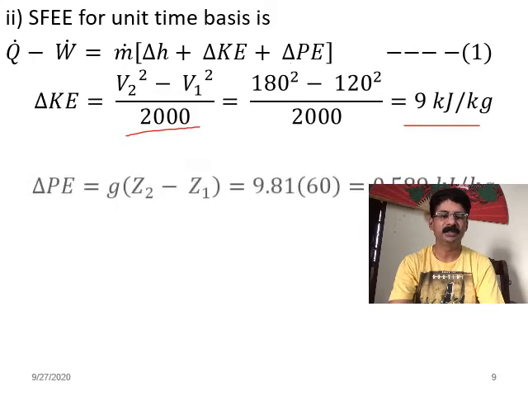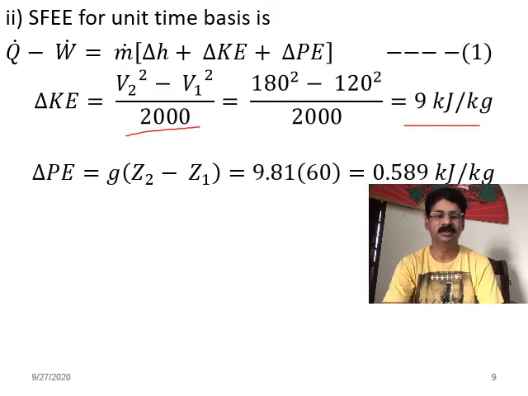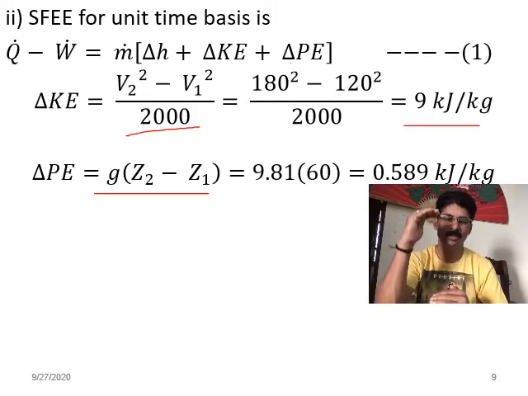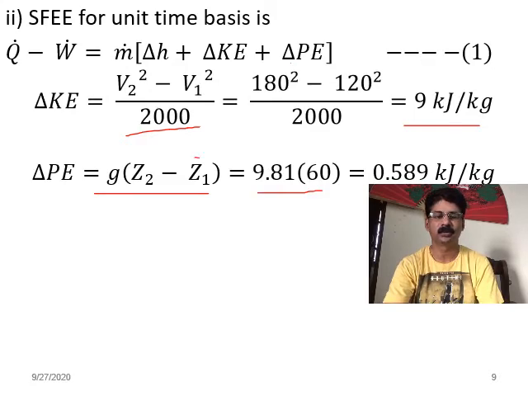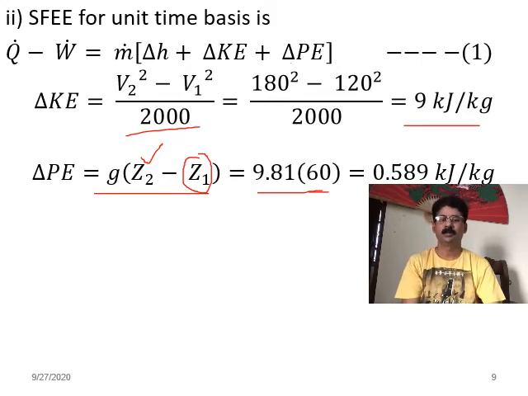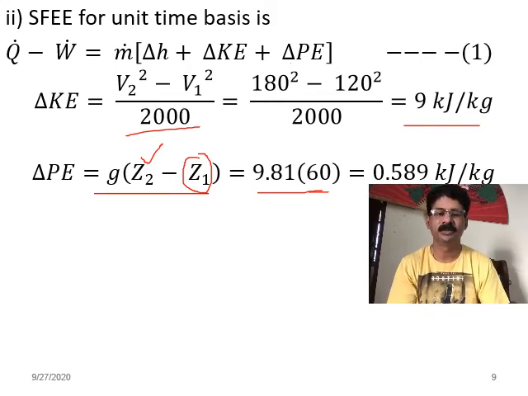Similarly, delta PE you have to find out. So g into Z2 minus Z1. I told you the outlet is raised by 60 meters, right? So it is 9.81 into 60. Here Z1 is 0 actually, because that is taken as a reference. Z2 is 60 meters above Z1, so that is why Z2 minus Z1 is 60. All of you have to understand that. And this you will get as 0.989 kilojoules per kg.